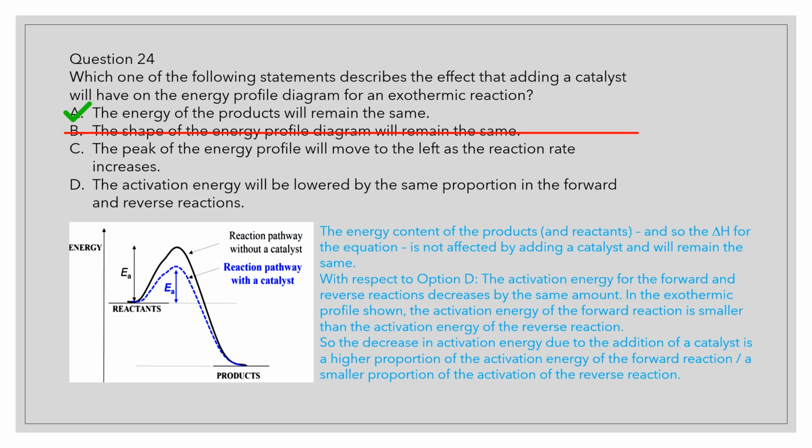So, C is eliminated. Yes, the activation energy of both forward and reverse reactions is lower, but the higher proportion of the forward reaction is that of the reverse reaction. So, D is eliminated.